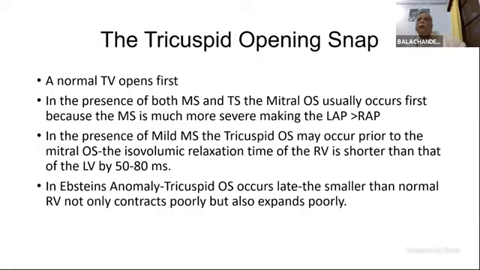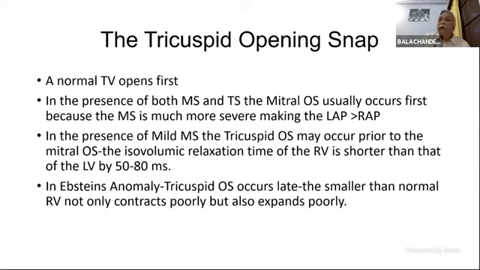Now this is about the tricuspid opening snap, which is not very well heard. But usually when there is MS and TS, that is MS and organic tricuspid stenosis, the mitral OS usually occurs first because the MS is much more severe, making the left atrial pressure greater than the right atrial pressure. This is also one of the common questions asked: if there is MS and TS with the opening snap, which will occur earlier?